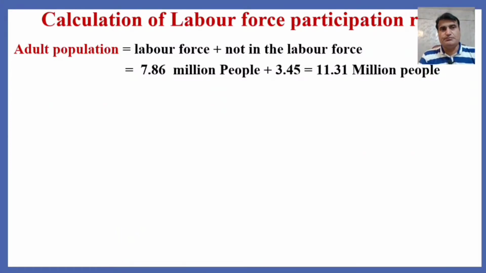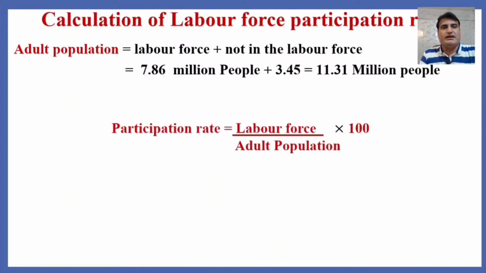Adult population is equal to labor force plus not included in labor force. So the 7.86 million are the labor force, who are employed plus unemployed people, and 3.45 million are those people who are not working due to any reasons, whether they are full-time students or suffering from illness and lying on bed rest for a longer period. The total adult population is 11.31 million people.